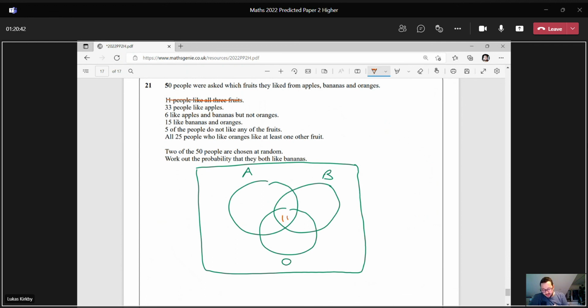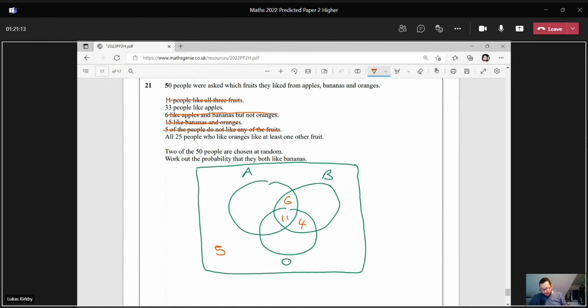So 6 like apples and bananas, but not oranges. 15 like bananas and oranges. Well, if 11 are in the middle and we've got 15 that like bananas and oranges, then that has got to be 4 to make up the 15. So we've used these 2 now. 5 of the people do not like any of the fruits, so that will go outside.